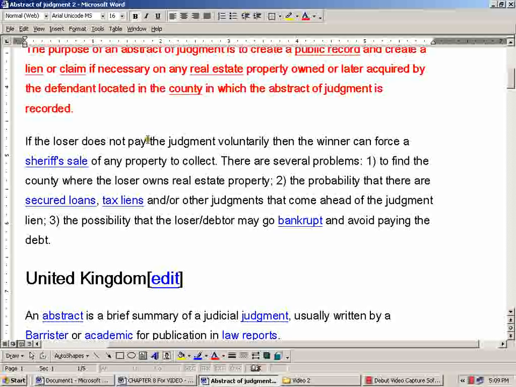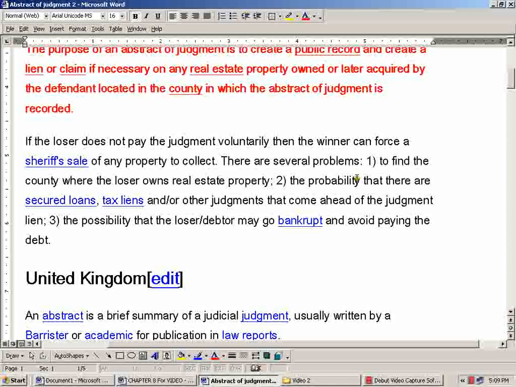If the loser does not pay the judgment voluntarily, the winner can force the sheriff's sale of the property to collect. That would be like your foreclosure. There are several problems to find the county where losers own real estate. Well, that isn't that hard. They know where your real estate is because your real estate's really the paper. And that real estate paper has been recorded in the Register of Deeds or county recorder's office or whatever they call it where you're at.